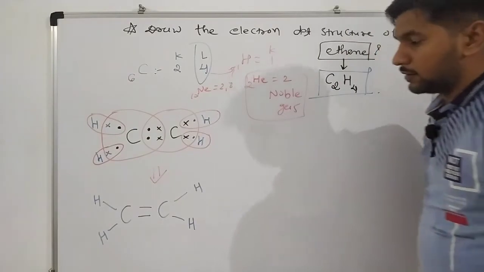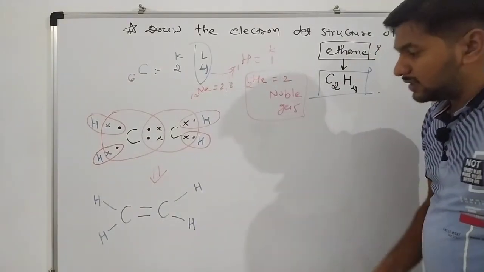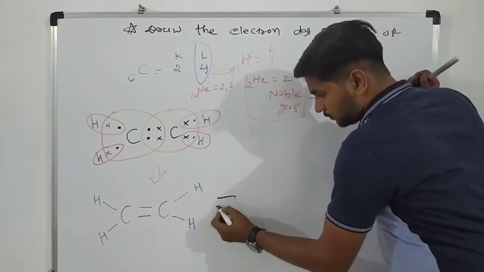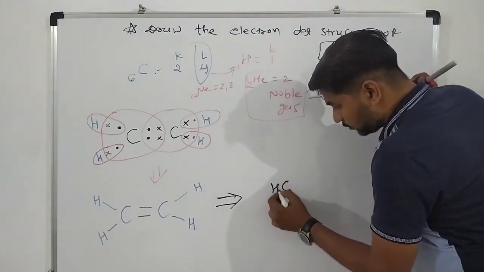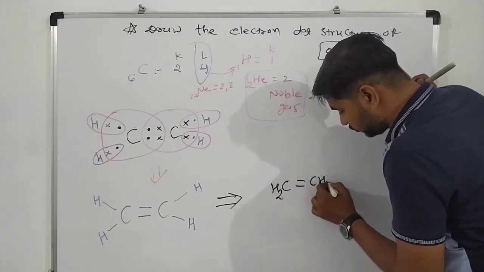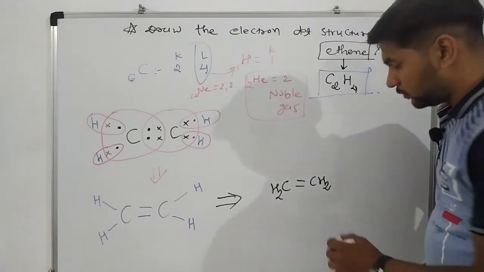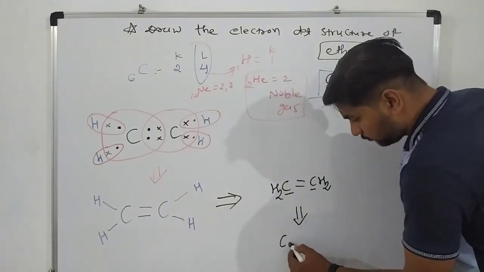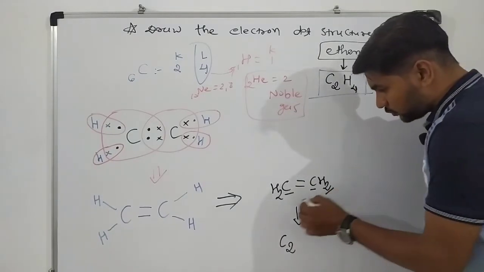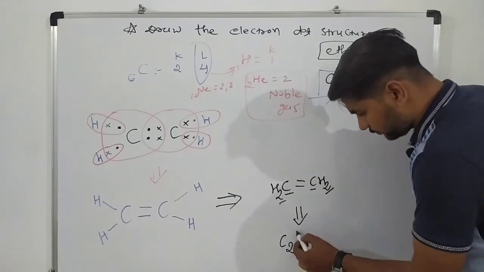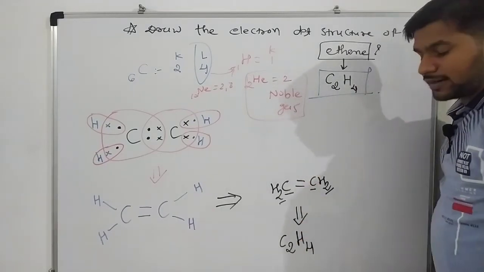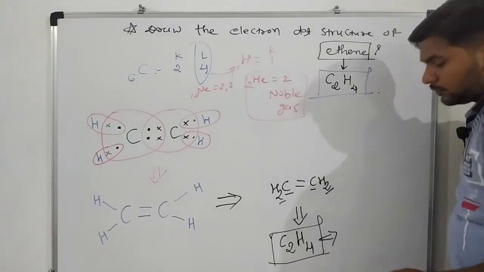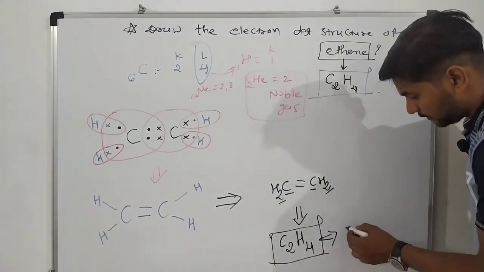Okay, clear? This type of structure we can also write like this, CH2 double bond CH2. Okay, so the same we can write C2 because carbon has 2, H4, so we can write C2H4 like this, and the name of this formula is ethene.